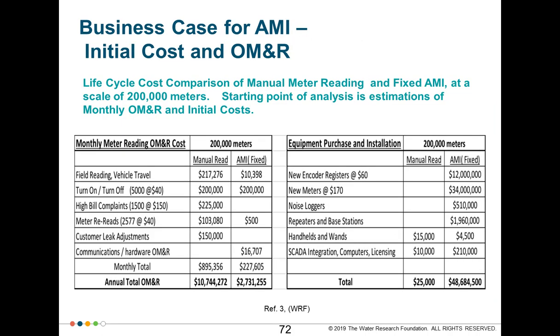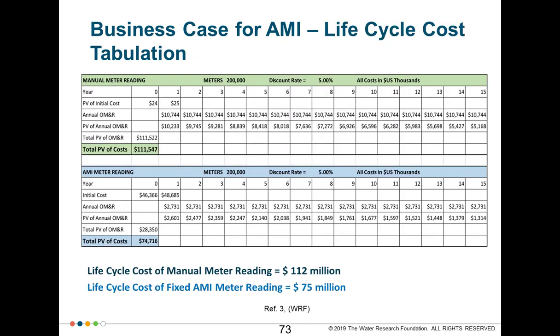And basically, if you're going to compare an AMR system to a manual read system, you've got a great big trade-off between fixed cost and equipment cost. Labor cost is high on the manual read, and equipment cost is high on the AMI side.